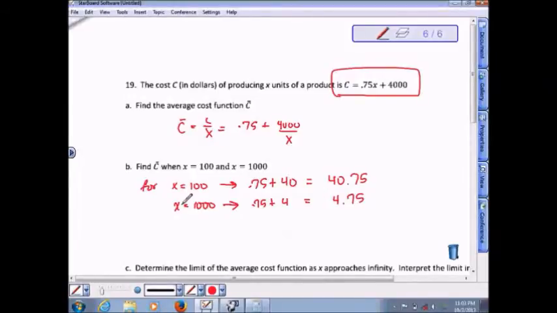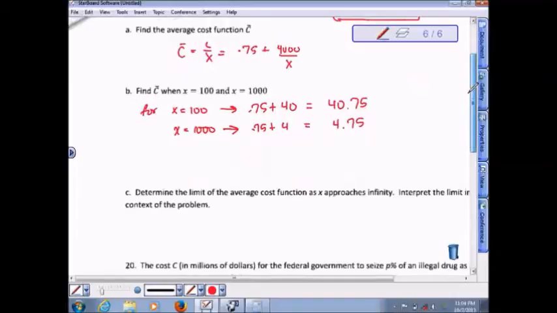So as they continue to produce more and more and more, the average cost is going to continue to go down, but it's only going to go down up to a certain point, and this was our discussion on limits to infinity. And that's the next question here. Determine the limit of the average cost function as x approaches infinity. So the limit as x approaches infinity of 0.75 plus 4,000 over x.